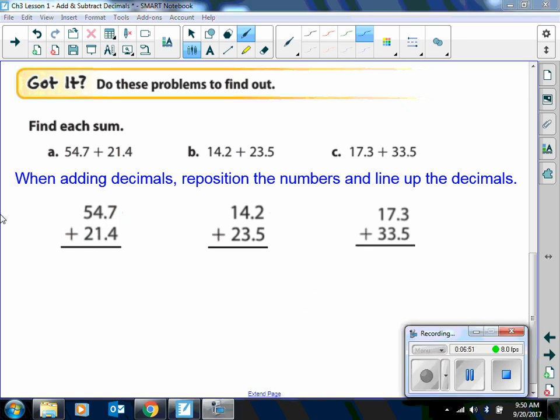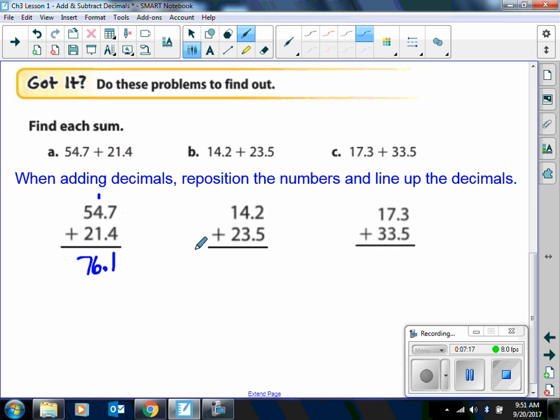All right, you ready for example A? So here, we line up the decimals in each of the numbers, and then we just add like normal. So 7 plus 4 is 11, carry the 1. Then 4 plus 1 plus 1 is 6. And then 5 plus 2 is 7. And then, of course, the decimal stays in the same place. Is everybody with me? All right.